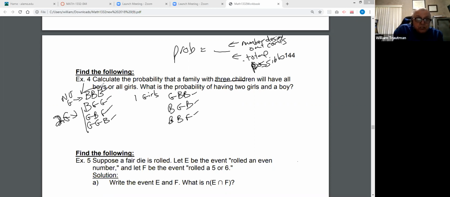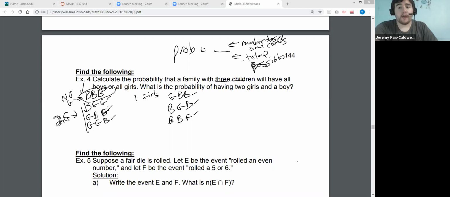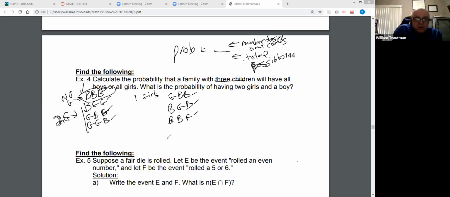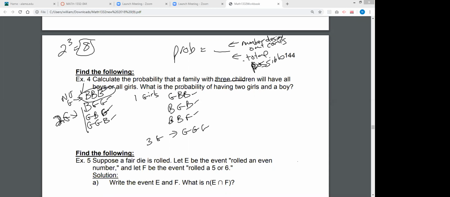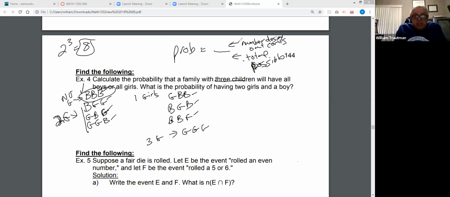No girls. 2 girls. Yeah, all girls. There we go. 3 girls. I forgot 3 girls. Girl, girl, girl. So there's 8 total. How do I know? I have 2 choices, boy or girl, and there are 3 spots. 2 to the 3rd power equals 8. So there are 8 possibilities.